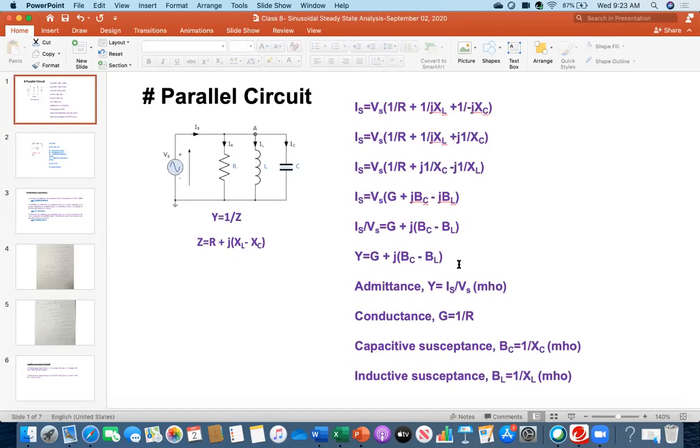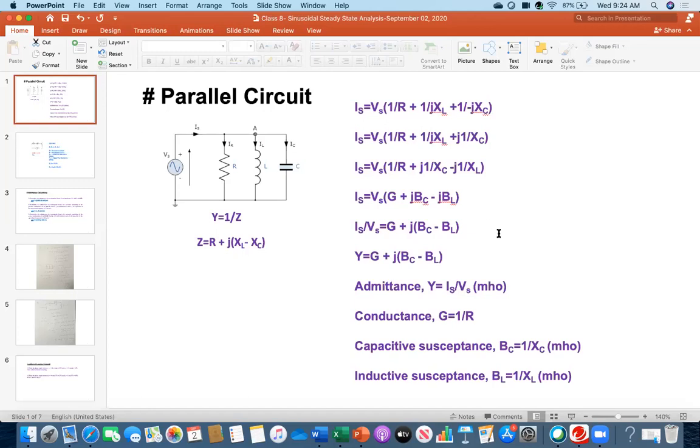Sometimes in the job market, in a job interview, they will simply ask you: hey, do you know what the expression of admittance is, or what the components involved in admittance are? So the answer is yes, I do know. It is conductance plus the imaginary parts, the capacitive susceptance and the inductive susceptance. They want to know whether you know that.